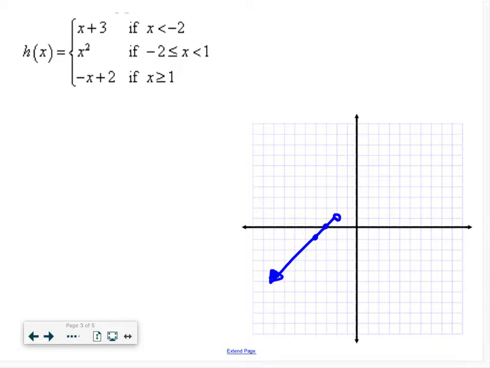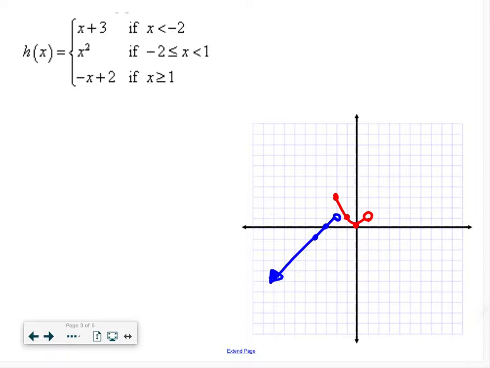Some of us were a little bit panicked at first about this. Okay, if there's more than 2 pieces, one of them has to start and end, right? So we start at negative 2. So you have negative 2, 4. You can plug in negative 1. You can plug in 0. But then you have to stop at 1. Okay? So you have an open circle at 1, 1. So we start at negative 2. We stop at 1. That should look like a piece of a parabola because it's x squared.